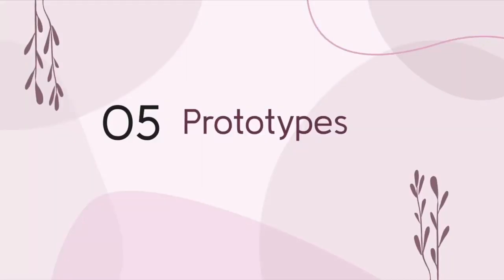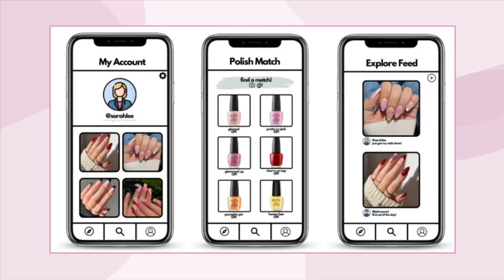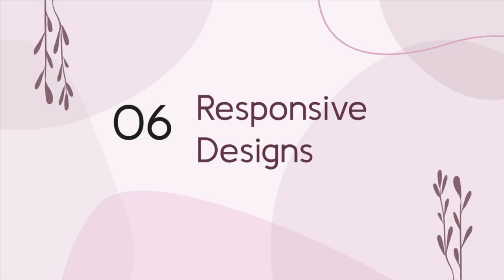So now onto our prototypes. We created prototypes for the 3 main screens that are accessible from the bottom navigation bar. So this is the account screen, search screen, and explore feed screen. And after the initial prototypes were completed, they were tested and refined to improve the overall user experience of the app. We also focused a lot on responsive design to make sure that the app is still usable and functional on bigger screens.